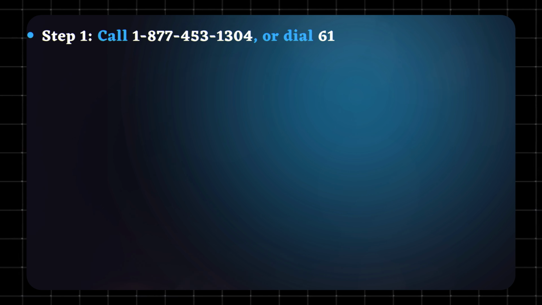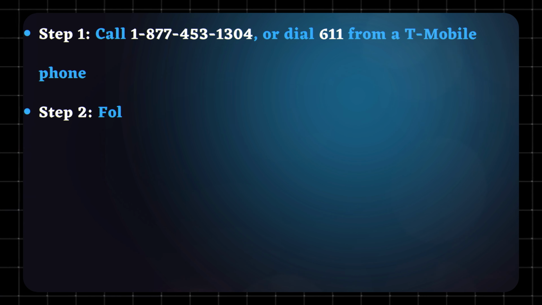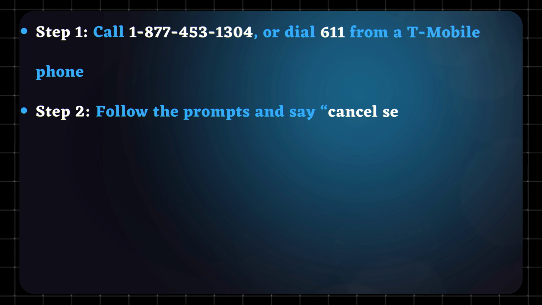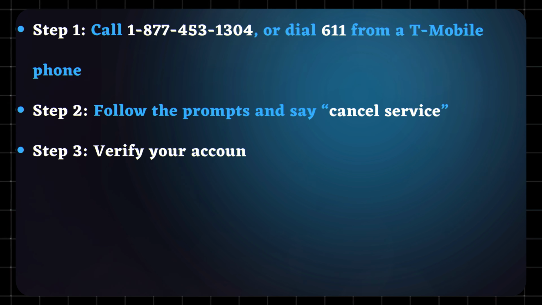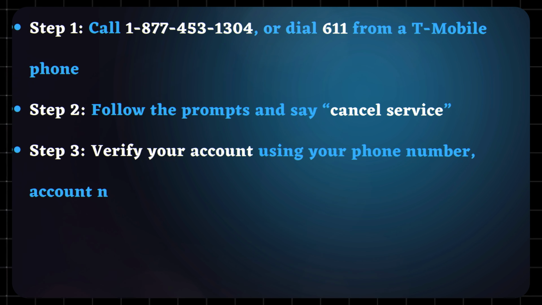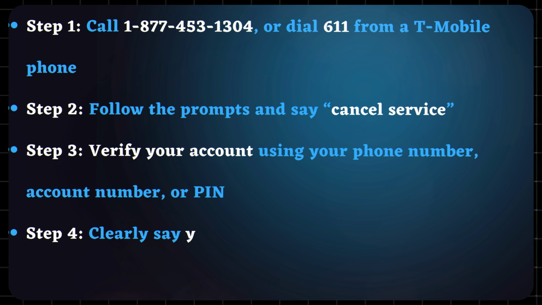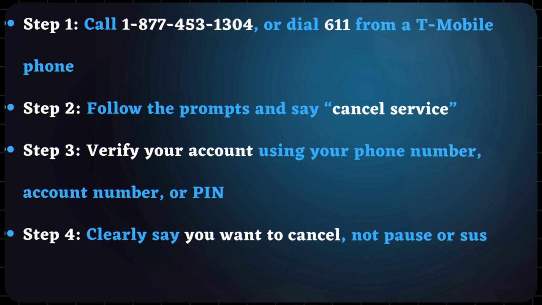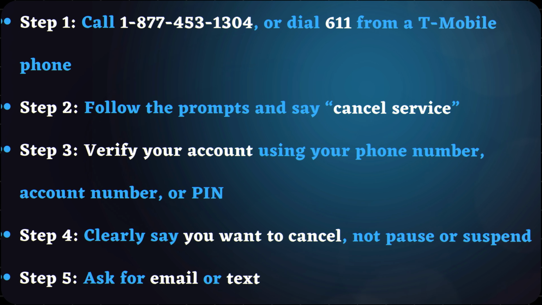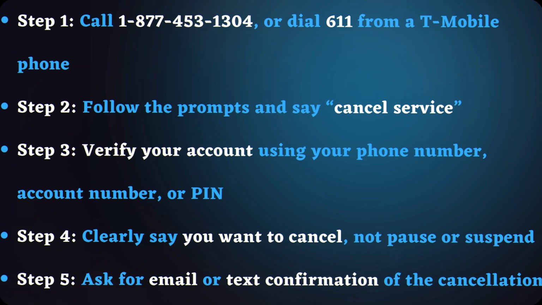Step 1. Call 1-877-453-1304 or dial 611 from a T-Mobile phone. Step 2. Follow the prompts and say cancel service. Step 3. Verify your account using your phone number, account number, or PIN. Step 4. Clearly say you want to cancel, not pause or suspend. Step 5. Ask for email or text confirmation of the cancellation.